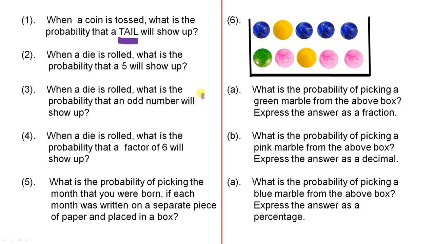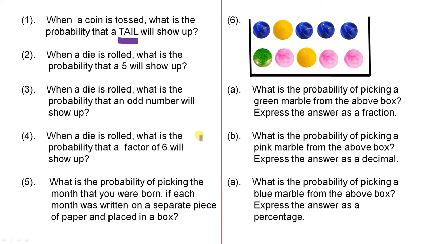When a die is rolled, what is the probability that an odd number will show up? Again, what are all the different possibilities on the die? What are the odd numbers? And then we can work out the probability.